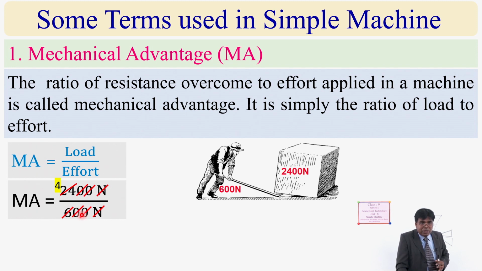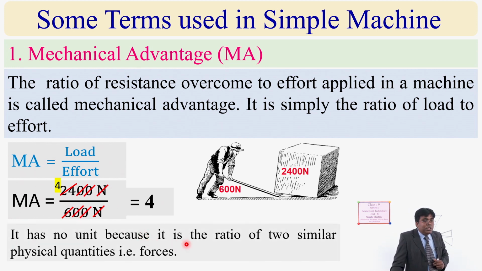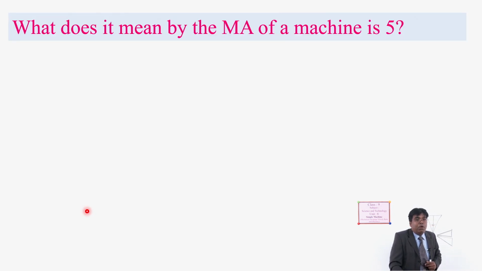Am I right? Are you clear about it? Very good. So it has no unit because it is the ratio of two similar physical quantities. Load, that is also force. Effort is force. The unit of force and force, that is Newton, they cancel each other and it is a unitless physical quantity. Okay. Now, what does it mean by the MA of a machine is 5?